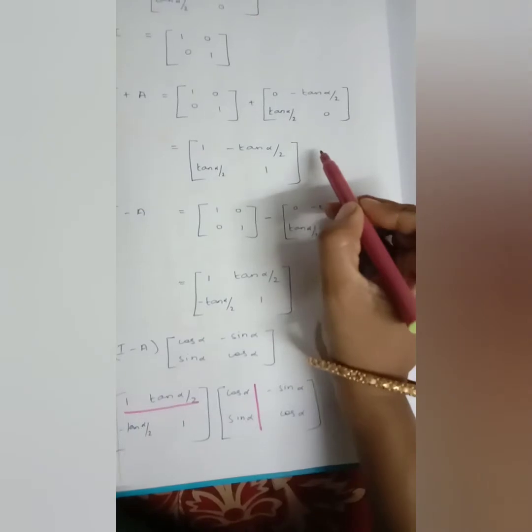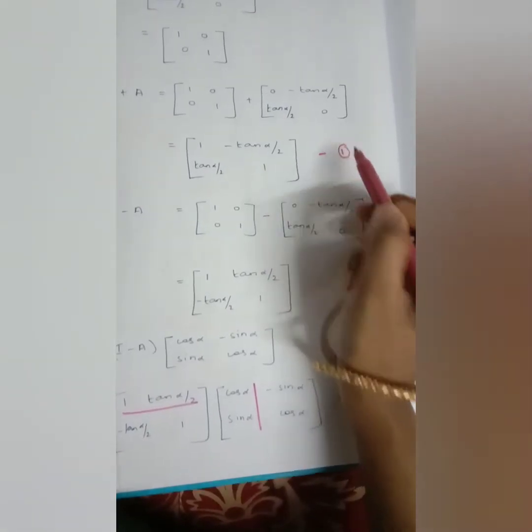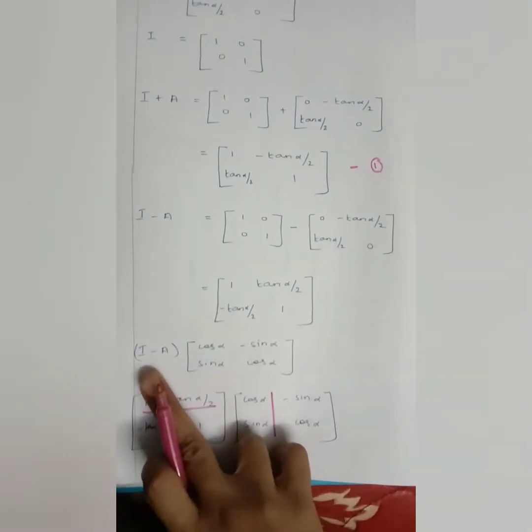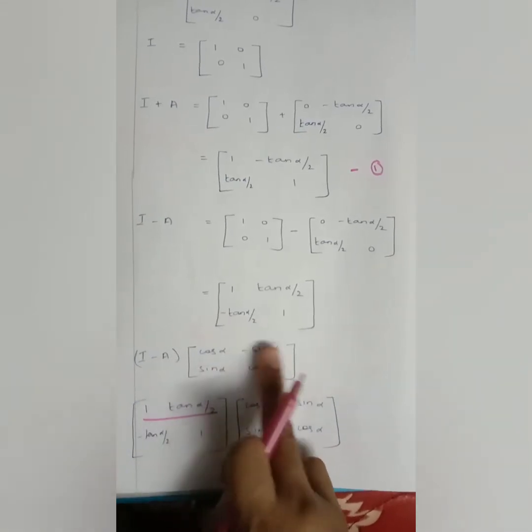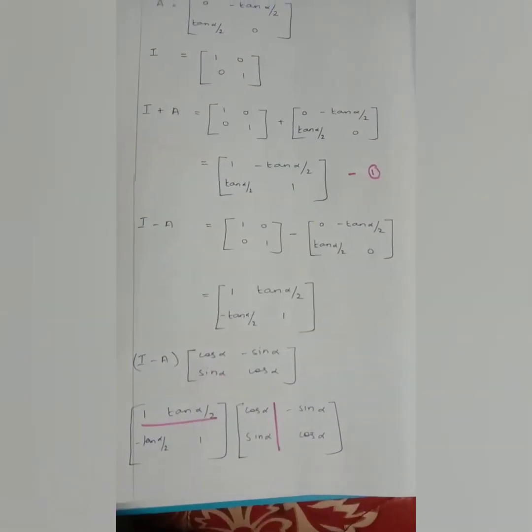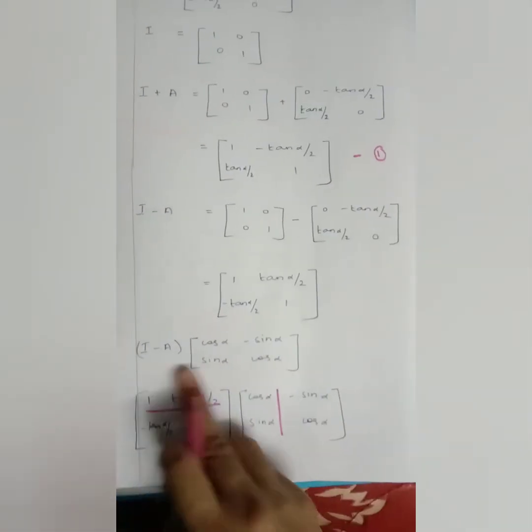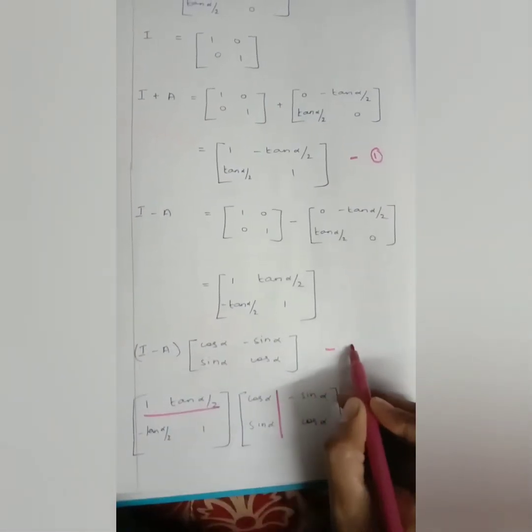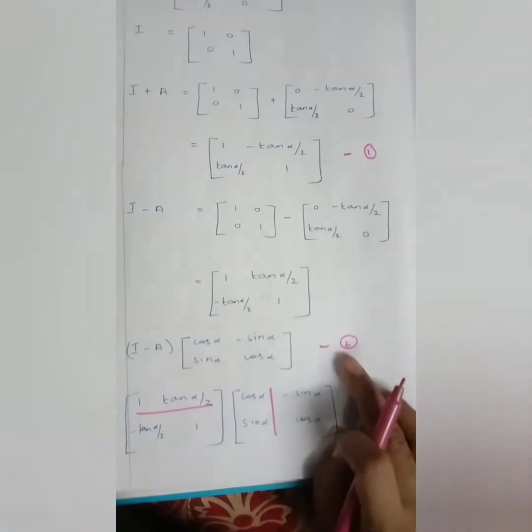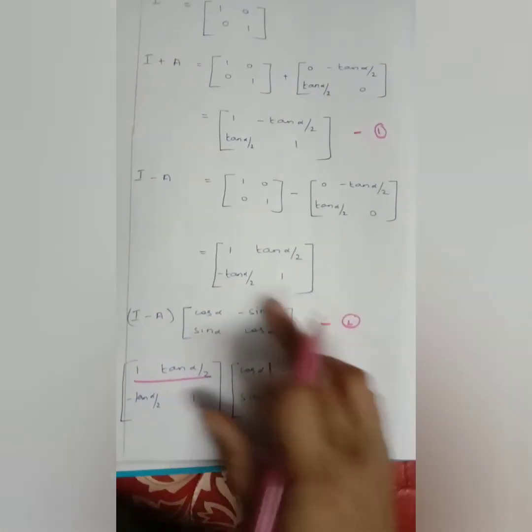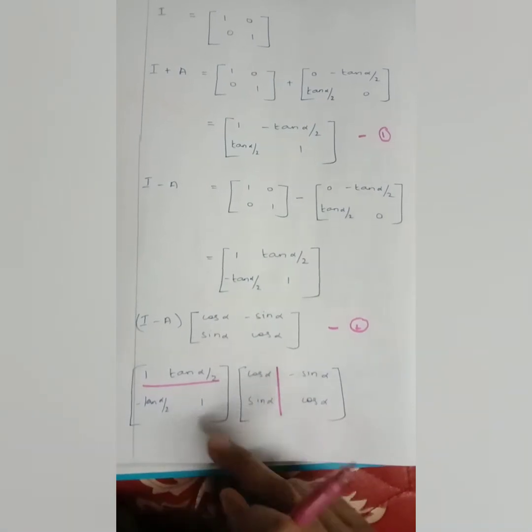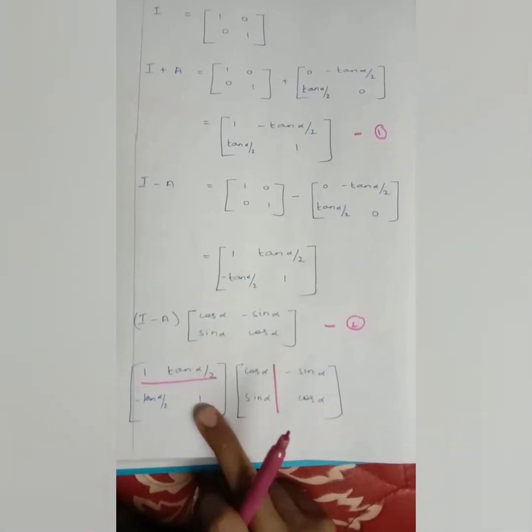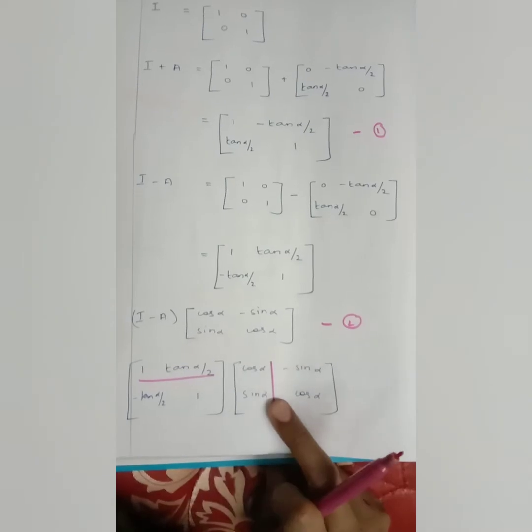So this is the first equation. I should prove the first equation is equal to this part. I minus A is equal to this particular value, I should prove here. This is the second equation. 1 equal to 2, I should prove here. So we found what is I plus A value: 1, minus tan alpha by 2, tan alpha by 2, 1, and this is this multiplication value.